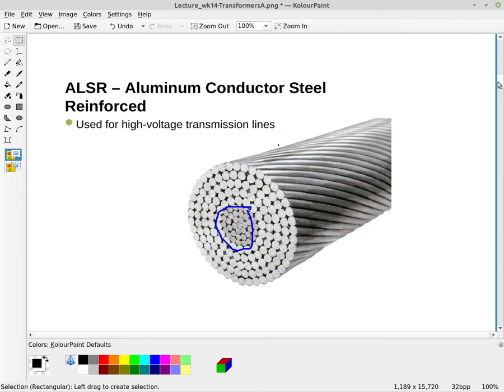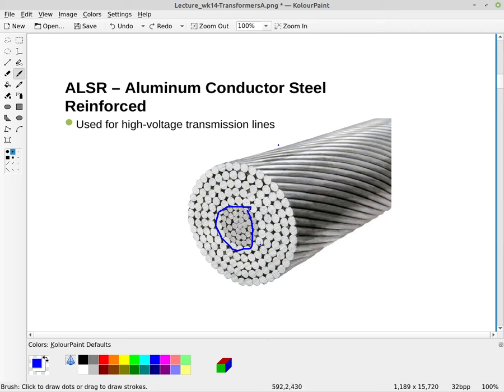Transmission lines typically use ACSR for the wiring to transmit the electricity. The AC stands for aluminum conductor, and the SR means steel reinforced. If you look in the center here, you can see that this is steel reinforced. The dark gray in the center is the steel wire for reinforcement, and the electricity basically travels through the aluminum conductor.